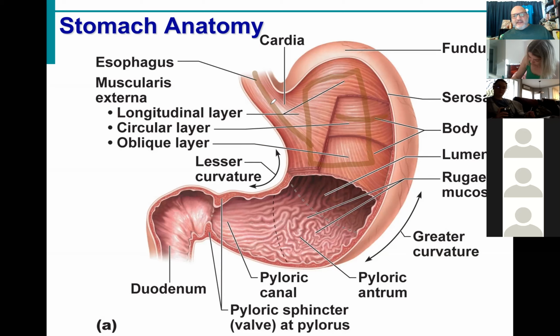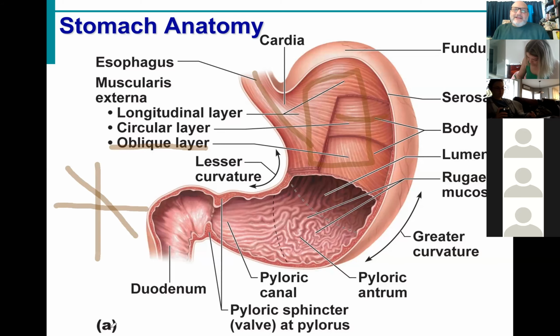It has the, again, outermost longitudinal, inside of that is circular, but the deepest, the one closest to the lumen, is an oblique layer. So basically we have 1 longitudinal layer, 1 circular layer, and 1 oblique layer, giving us 3 layers to the muscularis externa. Why is that important here?